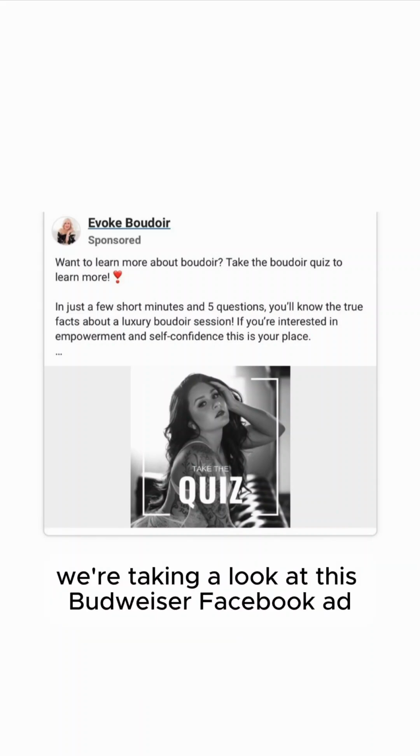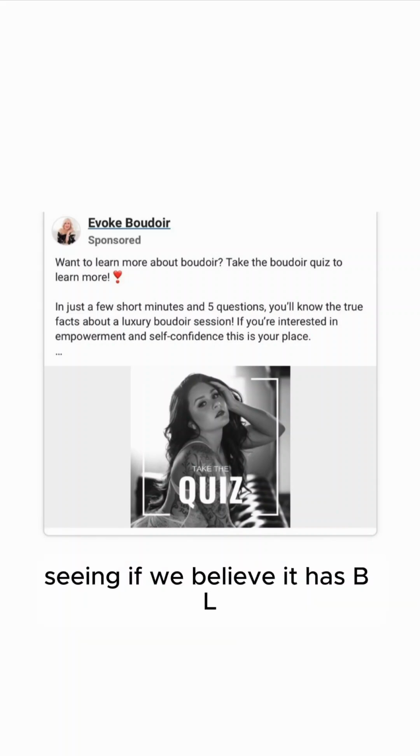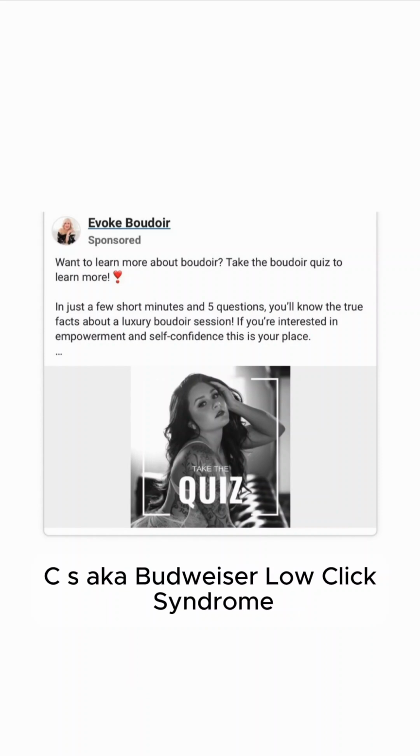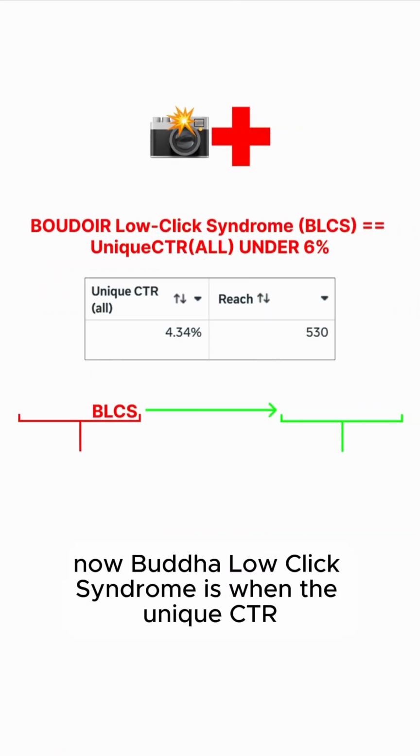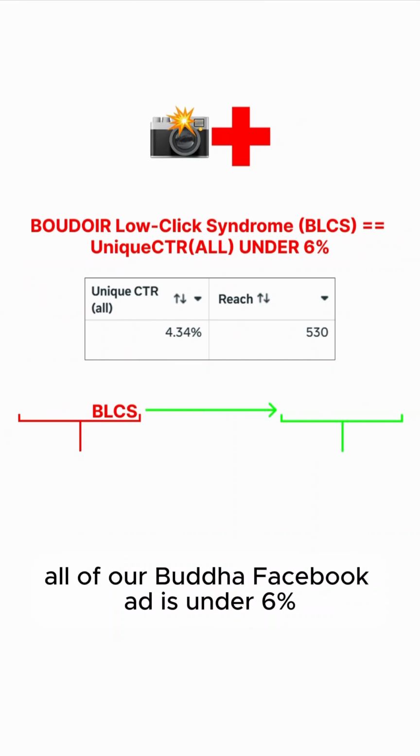All right, y'all, we're taking a look at this Boudoir Facebook ad, seeing if we believe it has BLCS, aka Boudoir low click syndrome. Now, Boudoir low click syndrome is when the unique CTR on all of our Boudoir Facebook ads is under 6%.